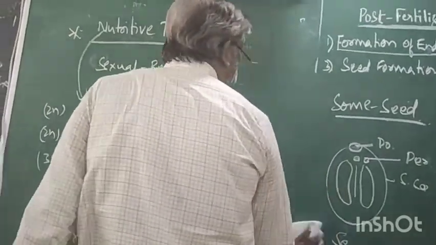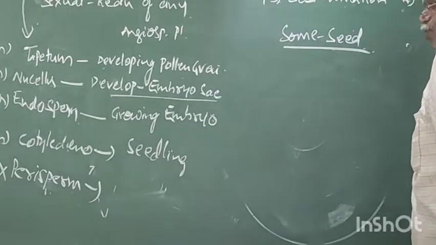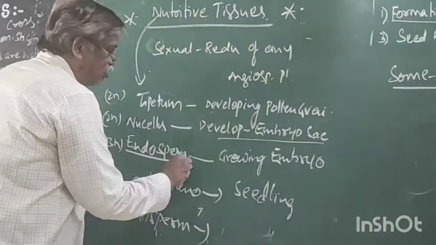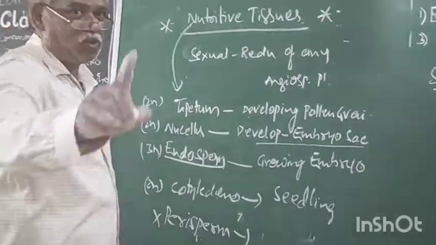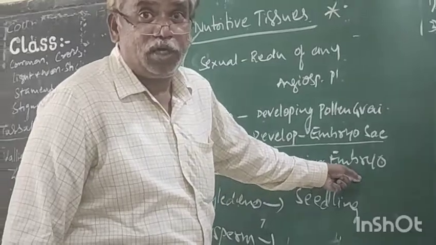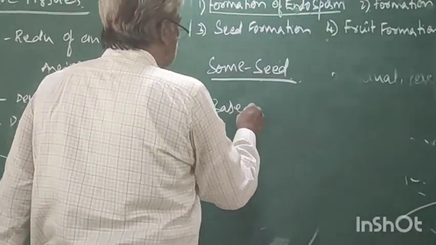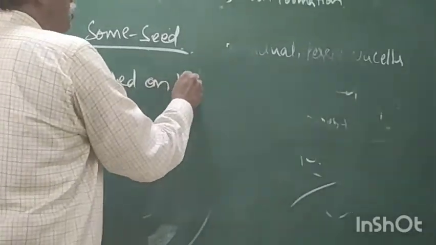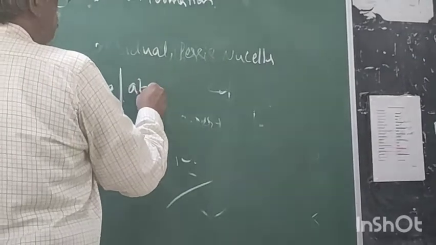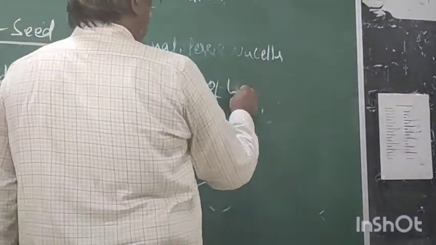The last one. The seeds are classified into two types based on the presence and absence of endosperm. Now, what is this endosperm? Actually, endosperm is a nutritive tissue for the growing embryo. Now, based on presence or absence of endosperm.